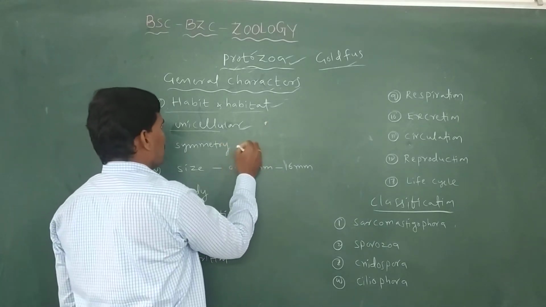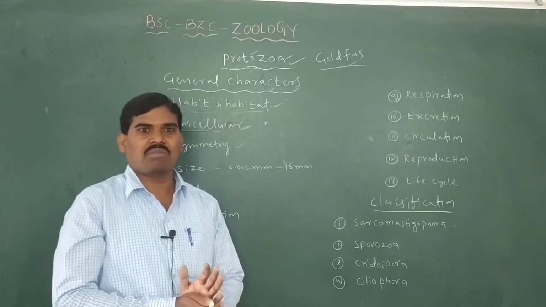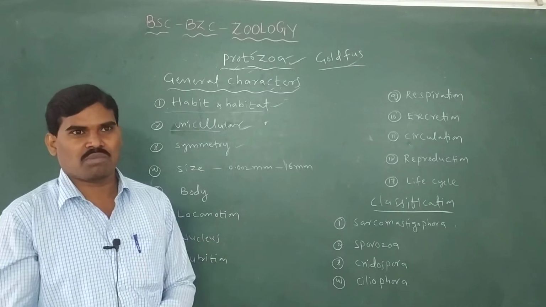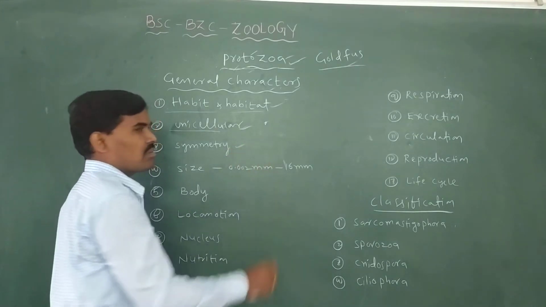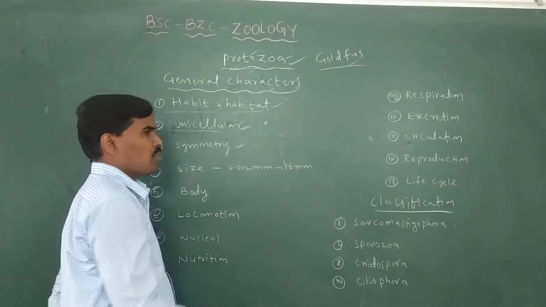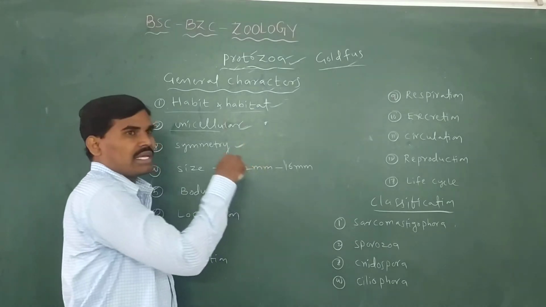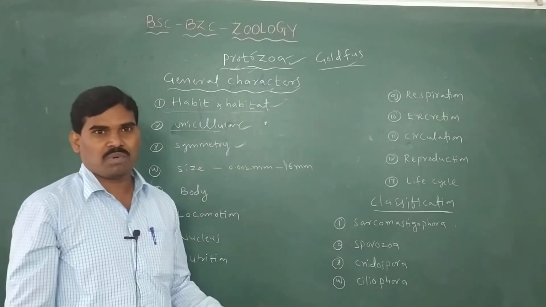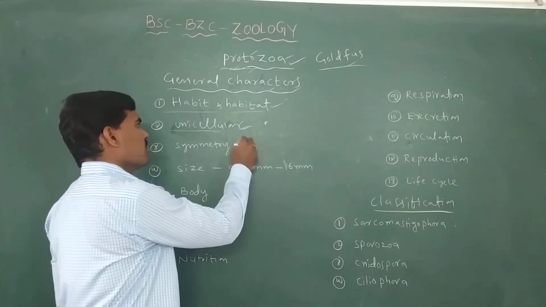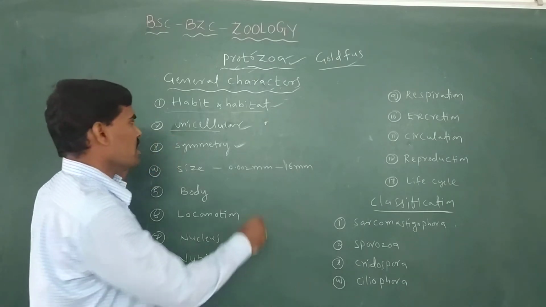The next point, symmetry. The body structures of the Protozoan animals may be round or shapeless. For example, amoeba is a shapeless animal, so you see asymmetry. In round-shaped animals, radial symmetry is present, and in some animals bilateral symmetry occurs. Okay, clear? So, symmetry.